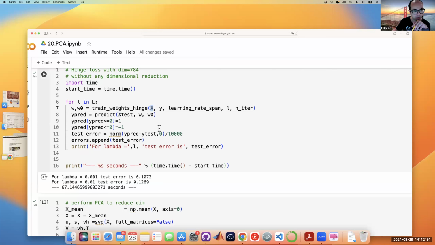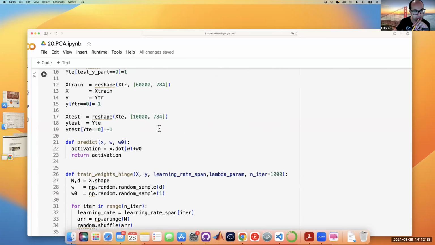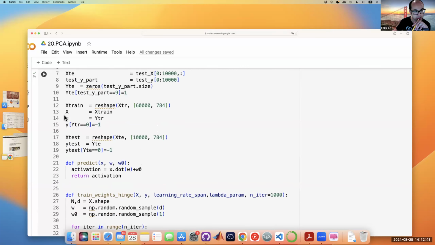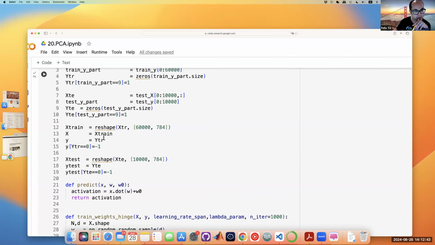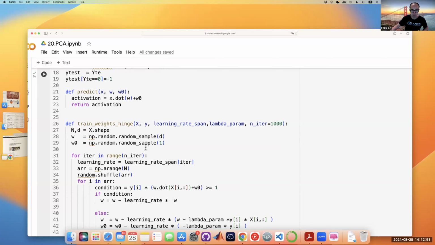X and Y. Okay, so if we work with X and Y, that's a 0 or non-zero here. And what we're trying to do with the hinge loss, so SVM with the hinge loss, is we want to do 0 versus non-zero here.